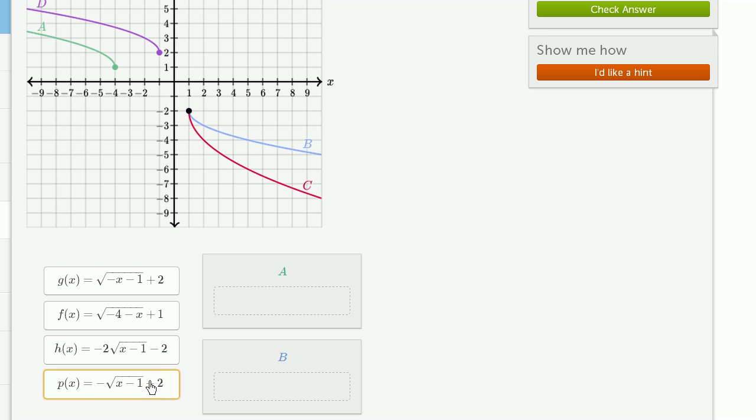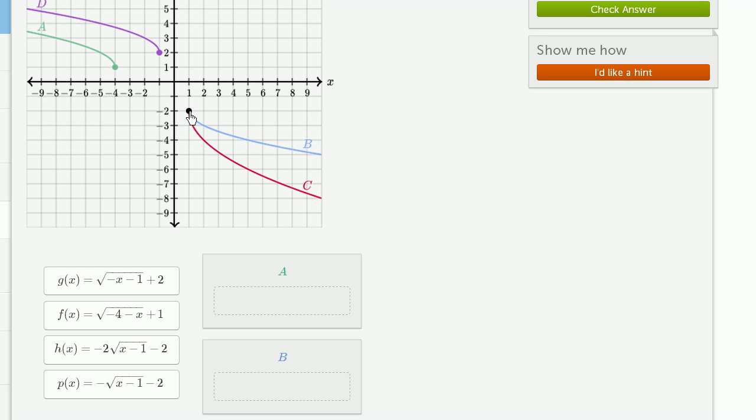So which of these is B and which of these is C? I encourage you to think about that. Pause the video if you like. Well, the difference between these two is this one has a scaling factor of 2 here, while this one doesn't. And of course this is going to turn into more and more negative values. This is going to be getting negative faster. And you see that graph C here gets negative faster.